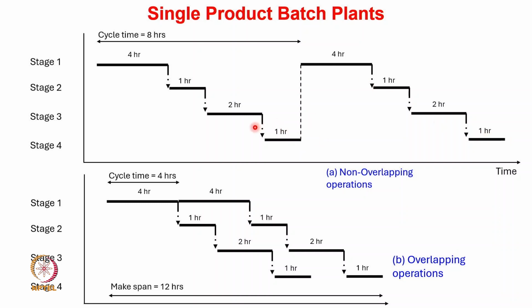So you can see that in this case, the cycle time is 8 hours, and the downtime, if you consider for two batches, that will be 4 hours. This will be 8 hours and 8 hours here. So the downtime will be 16 hours here.